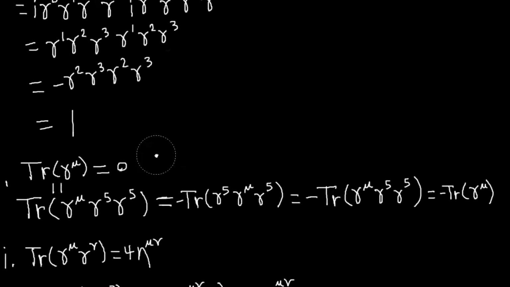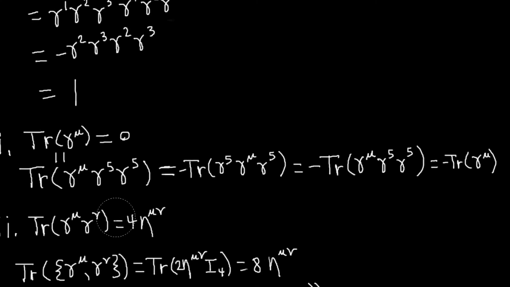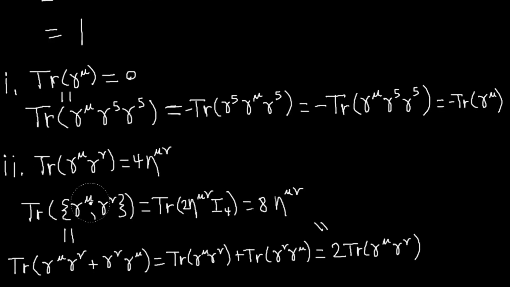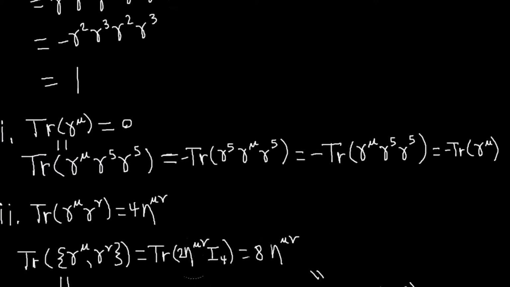So then the next one will be proving that the trace of gamma mu gamma nu is equal to 4 eta mu nu. So to do that, you just want to compute the trace of the anticommutator of gamma mu and gamma nu. So the trace of this, obviously, just plugging in the anticommutation relation, we get this. And then I'm taking the trace of this thing times the 4 by 4 identity, and the trace of the 4 by 4 identity is 4. So I get an 8 eta mu nu.